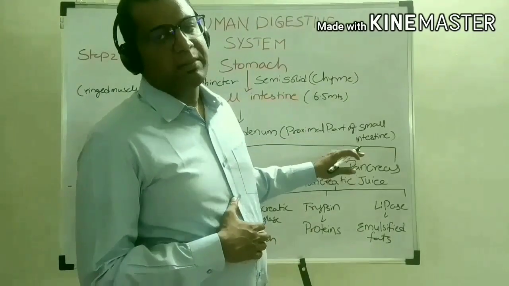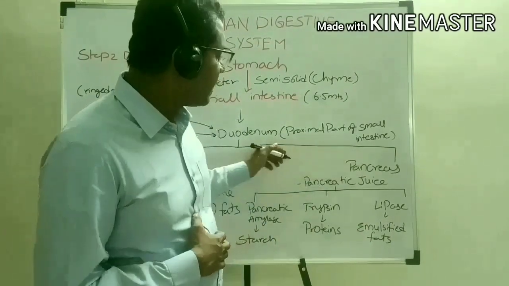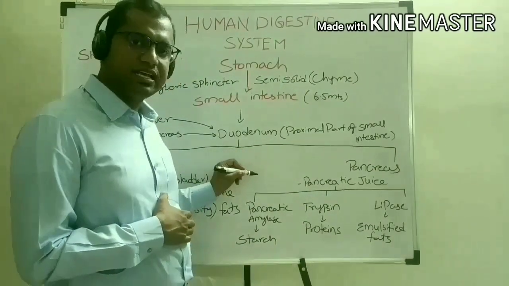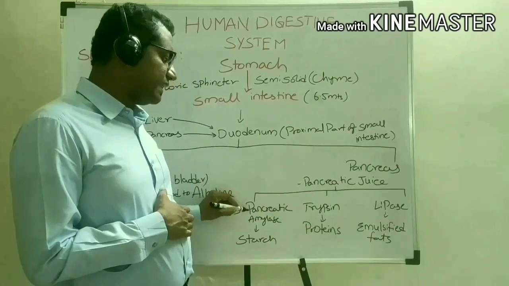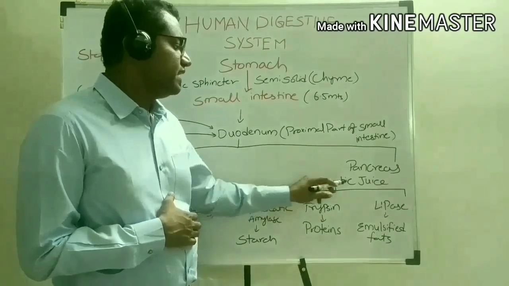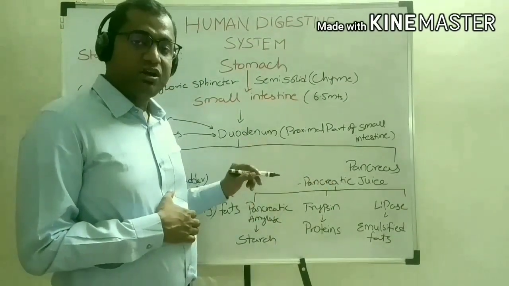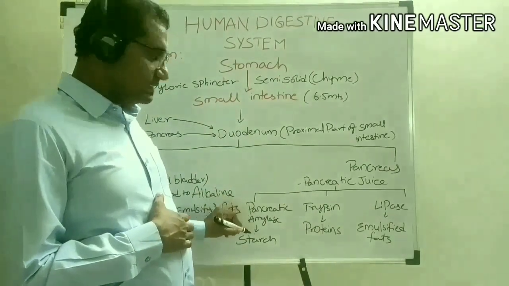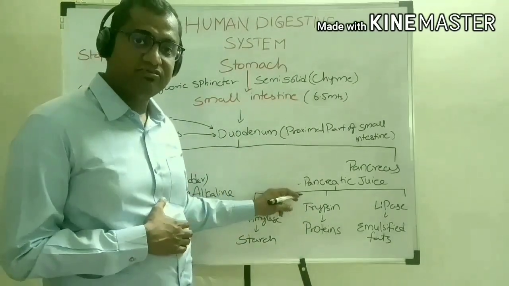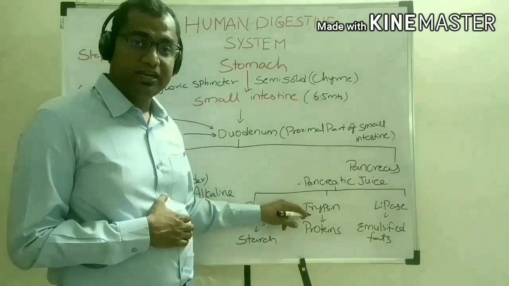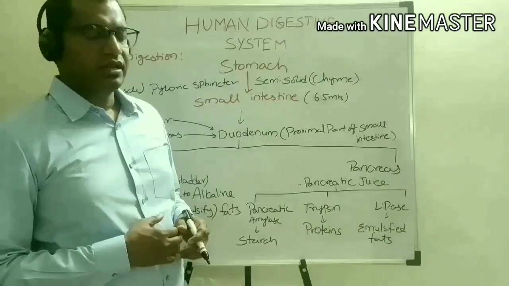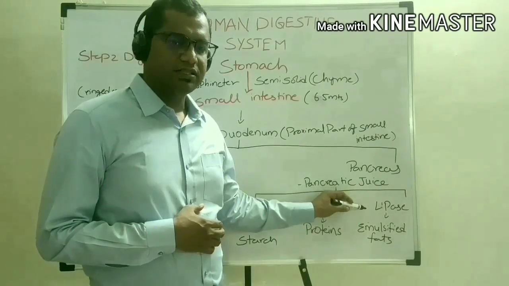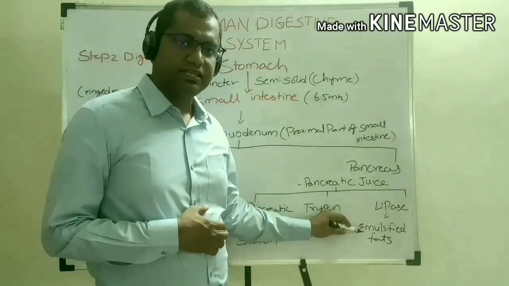Coming to pancreas. Pancreas secretes pancreatic juice. Here, the pancreatic juice consists of pancreatic amylase, trypsin and lipase. The function of pancreatic amylase is to break down the starch, whereas the function of trypsin is to break down proteins. Next is lipase. Lipase works on emulsified fats.